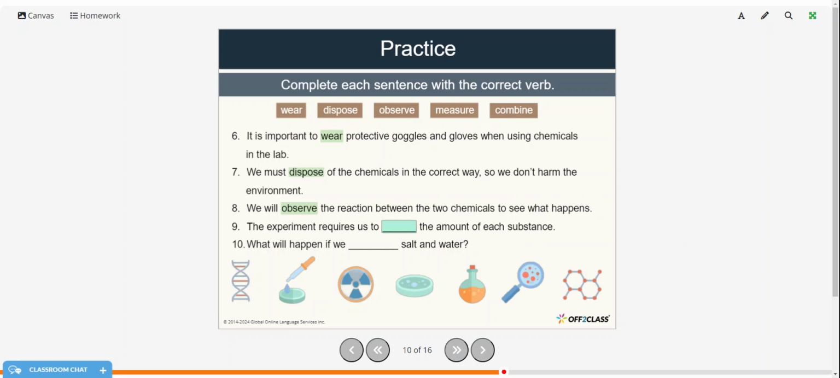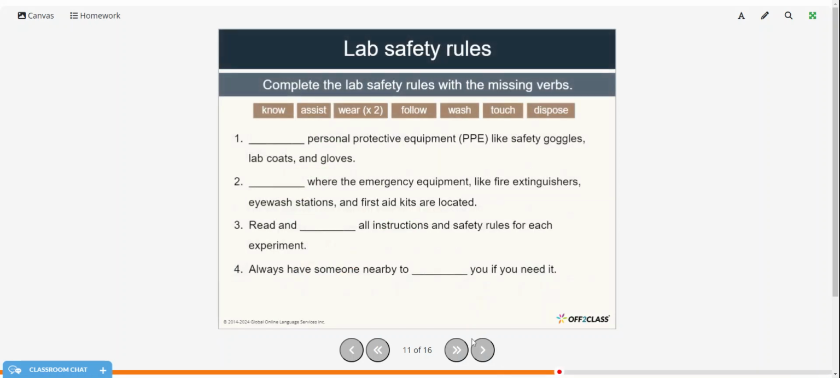The experiment requires us to measure the amount of each substance and what will happen if we combine salt and water. Now complete the lab safety rules with the missing verbs.